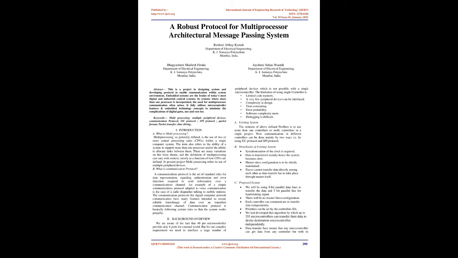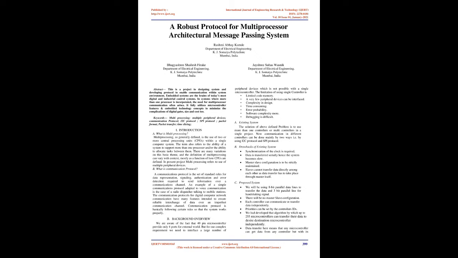Introduction. What is multiprocessing? Multiprocessing, as generally defined, is the use of two or more central processing units, CPUs, within a single computer system. The term also refers to the ability of a system to support more than one processor or the ability to allocate tasks between them. There are many variations on this basic theme, and the definition of multiprocessing can vary with context, mostly as a function of how CPUs are defined. In the present project, multiprocessing refers to the use of multiple peripheral devices.